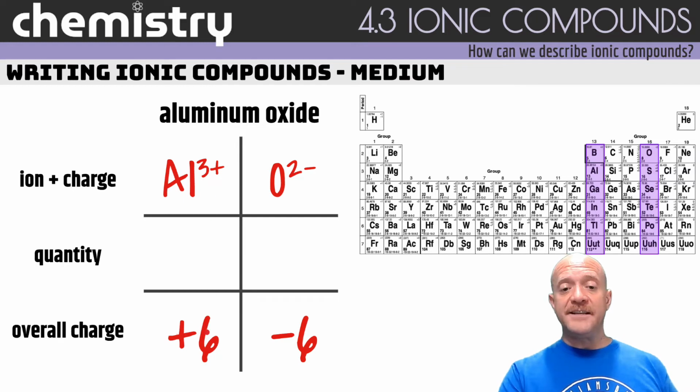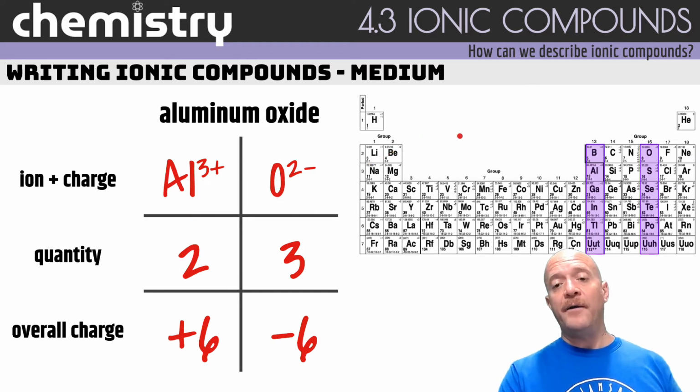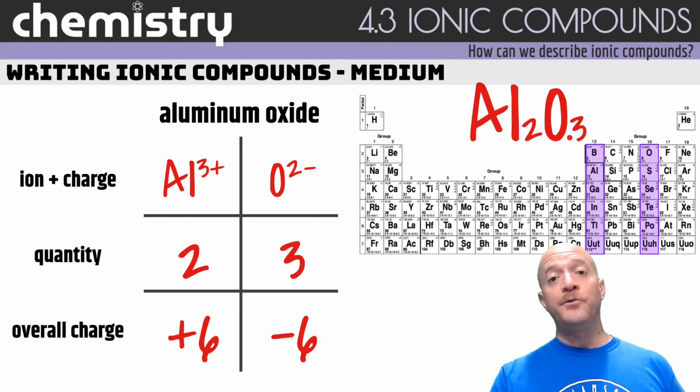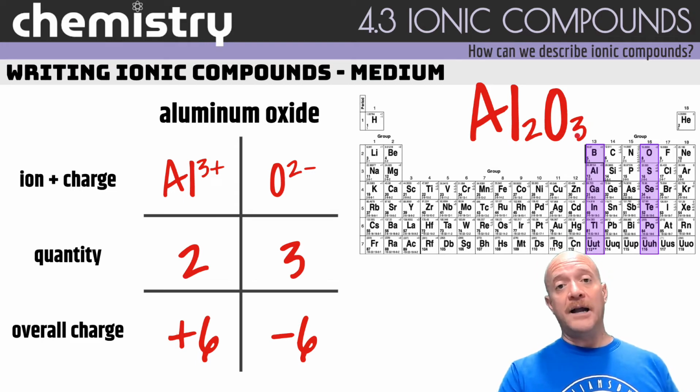How many aluminums to get to this plus 6? How many oxygens to get to that minus 6? I need 2 here, and I need 3 here. So I need aluminum, 2 of them, oxygen, 3 of them. How do I write it? Al2O3, aluminum oxide.